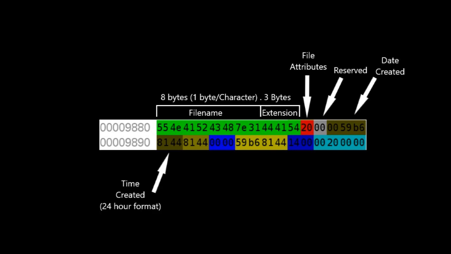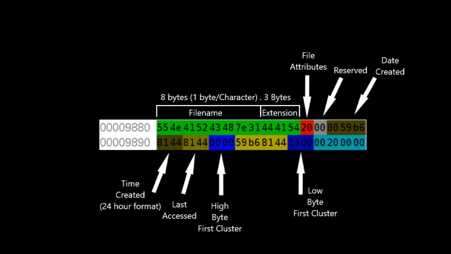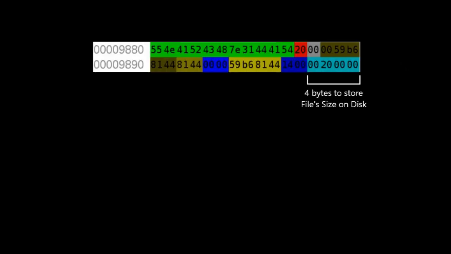Bytes 14 through 18 store the date and time that the file was created. Bytes 19 and 20 store the date that the file was last accessed or opened. Bytes 21, 22, 27, and 28 store the first cluster of the file's start location. Bytes 23 to 26 store the date and time that the file was last modified or changed. And finally, bytes 29 through 32 store the file's size on the disk. Let's focus on these four bytes.